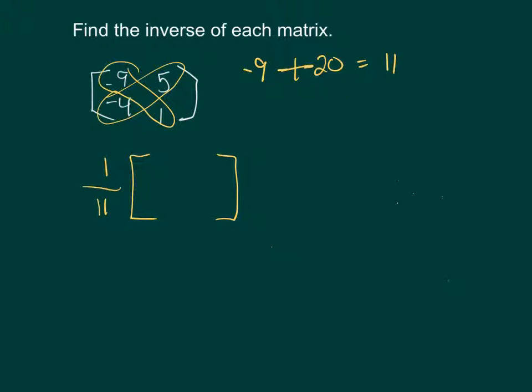And remember, we switch the A and the D. So the 1 moves up here. The negative 9 moves here. And then B and C stay where they are, but we change the signs. So the 5 changes to negative, the 4 changes to positive.